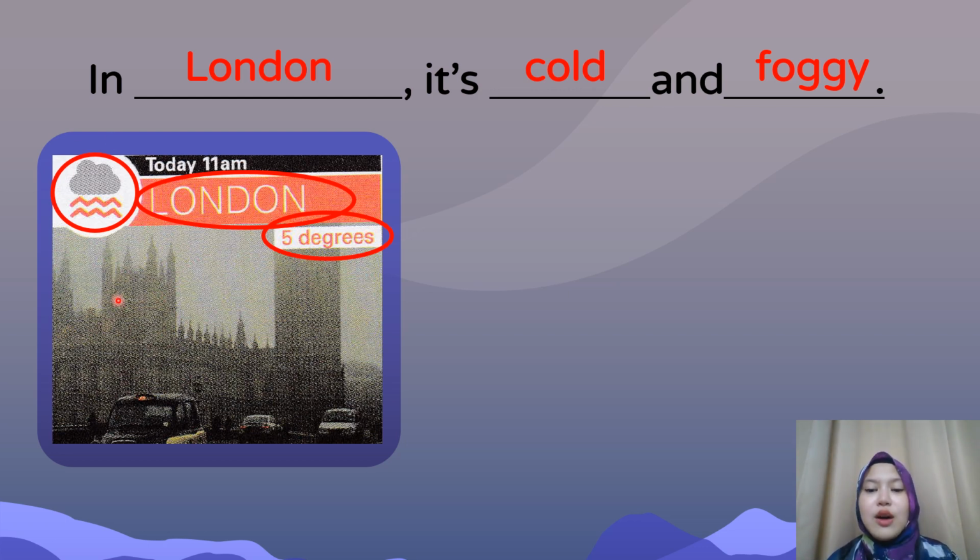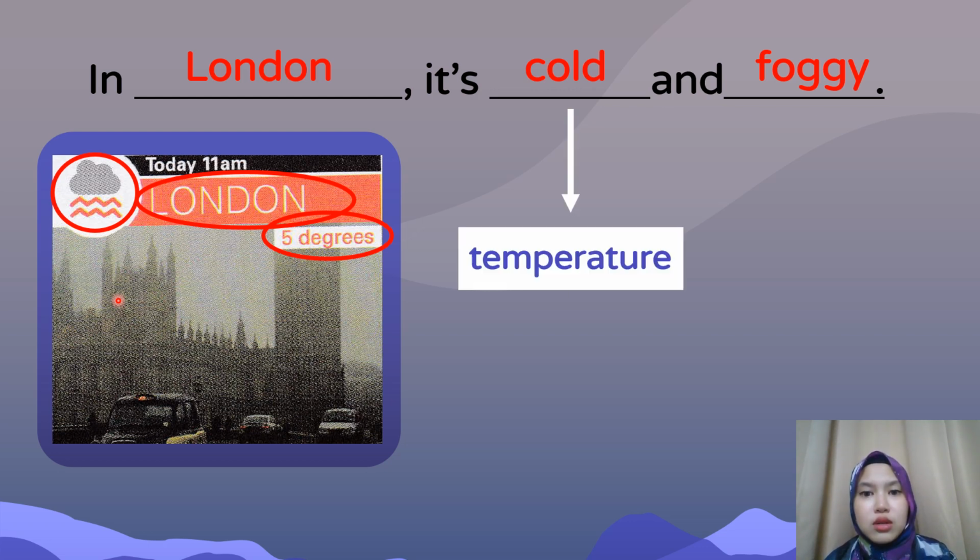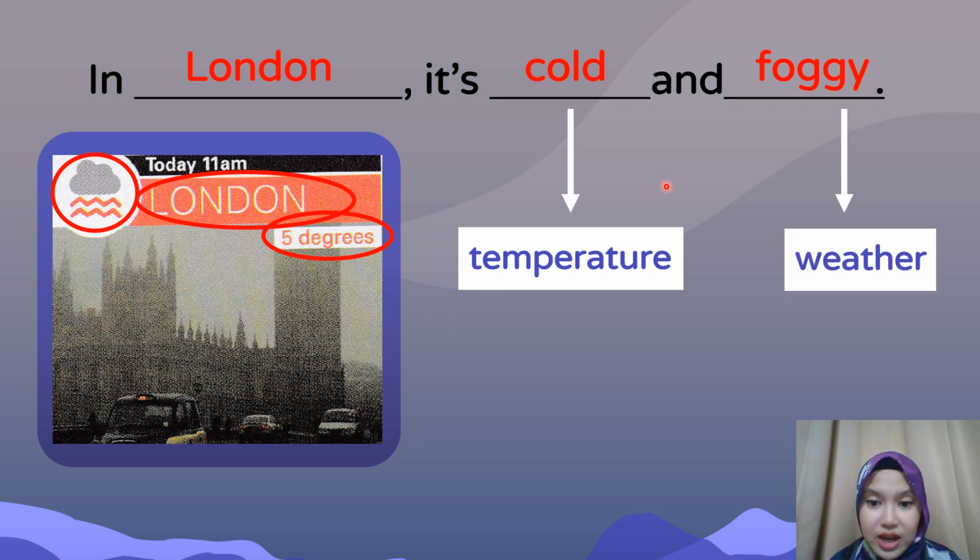Okay, now, cold is the temperature and foggy is the weather. So there are two things that you need to put in your sentence. Two things, okay? You cannot just say in London it's cold, or in London it's foggy sahaja. No, I want you to write down both things. Okay, now this is very simple.